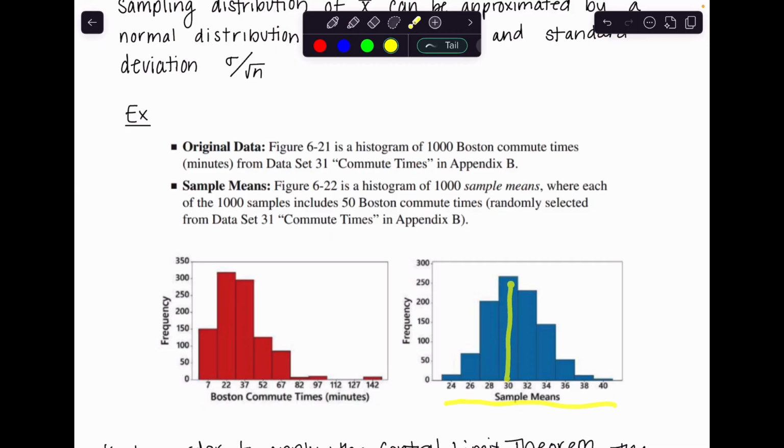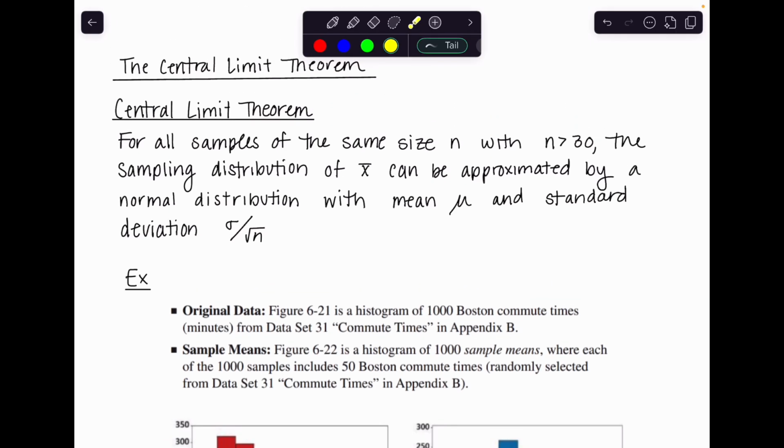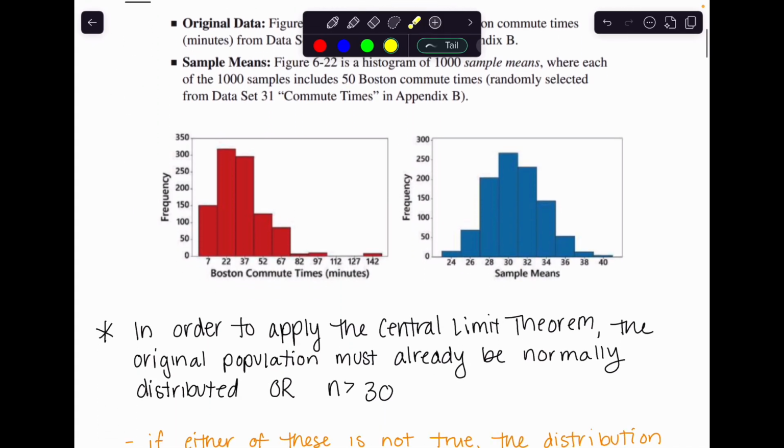That mean is right here in the middle, and so I could easily figure out the probability that I would wait less than 36 minutes in traffic, or the probability that I'd wait more than 36 minutes, by finding that z-score and finding the area under the curve over here. But the key thing to take away here is that you need that sample size to be greater than 30, okay? So really this central limit theorem is going to apply in two cases.